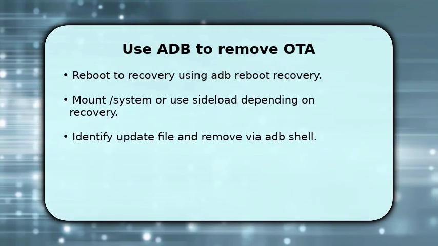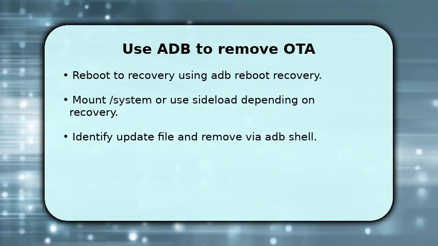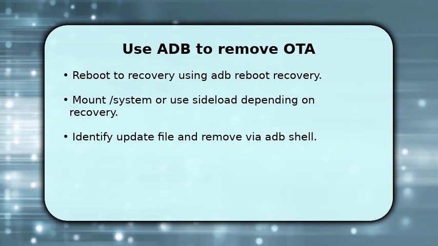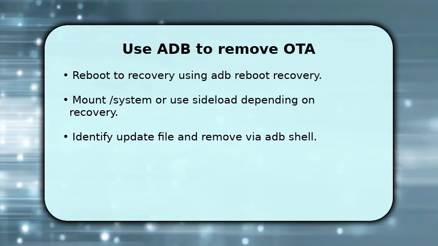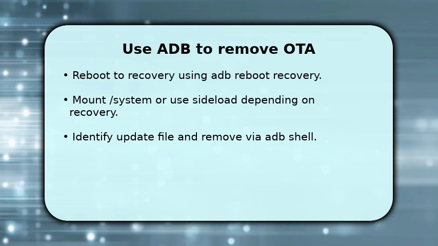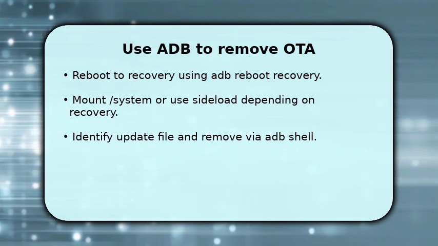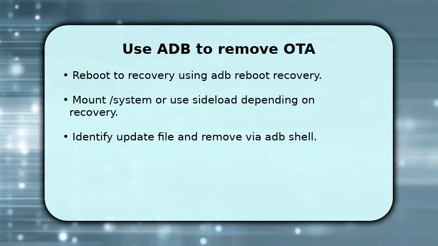Next, remove the OTA update package using ADB and recovery. Reboot the phone into recovery with adb reboot recovery. Once in recovery, mount the appropriate partitions or choose Apply Update via ADB sideload as needed.